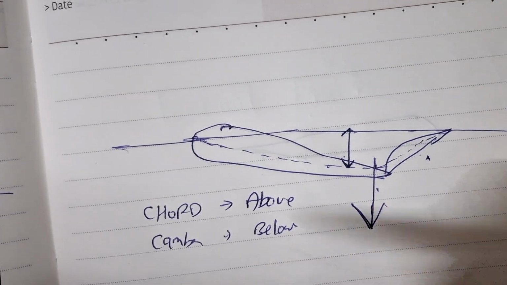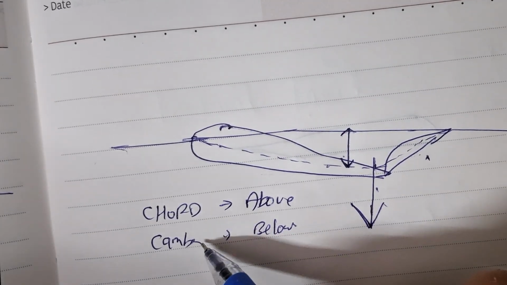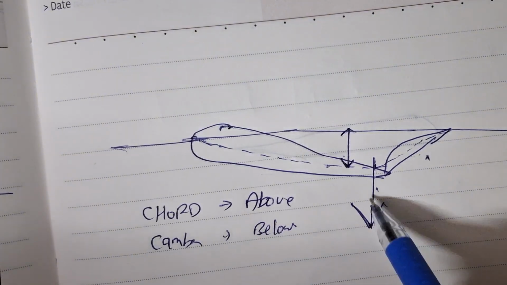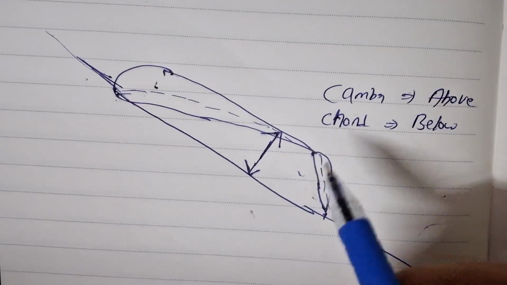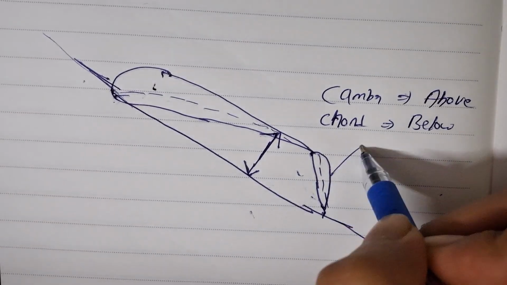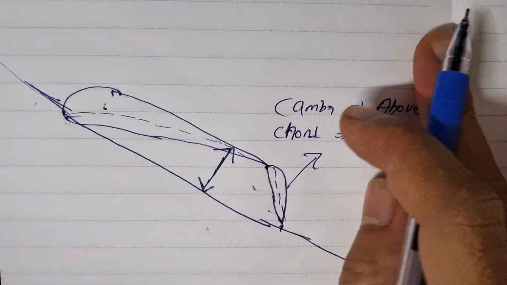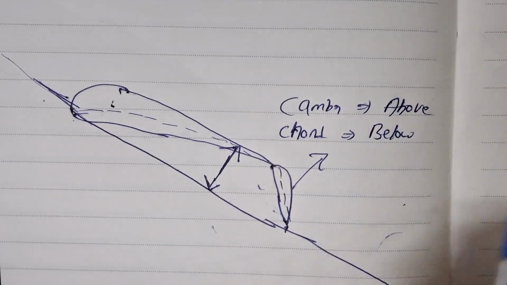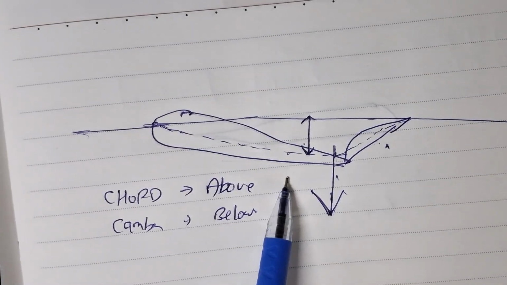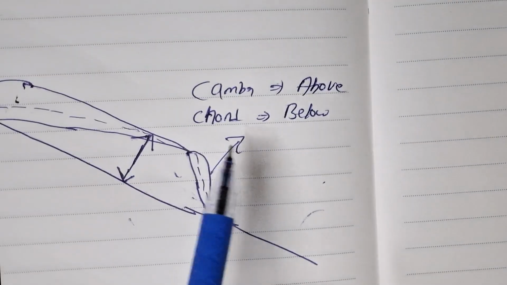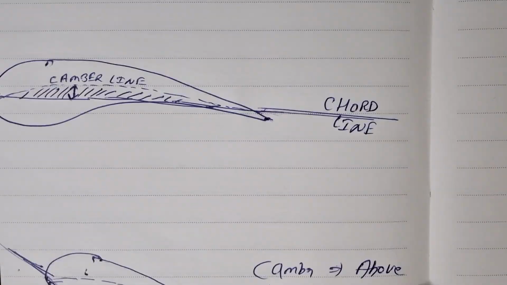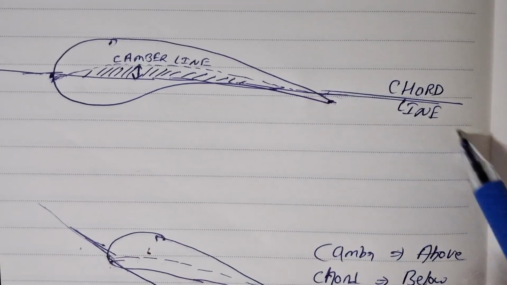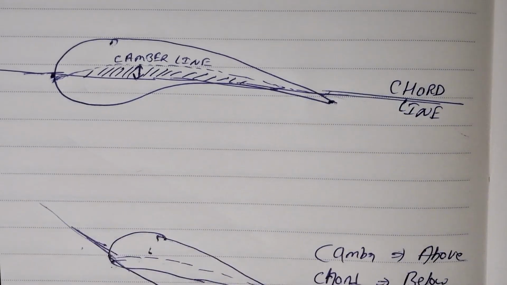This is always the case. If the camber line is below the chord line, your lift force will be generated downwards. And if the camber line is above the chord line, then the lift force will be generated upwards. Although the camber has increased in this case, the lift force generated will be downwards, right? So this is how changing camber can affect your aerodynamic characteristics.